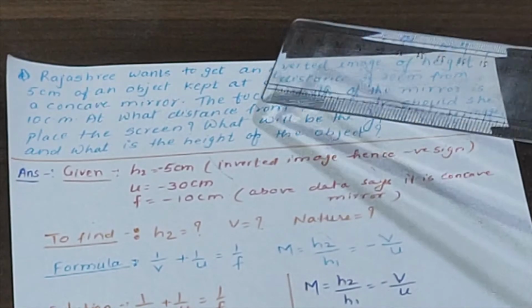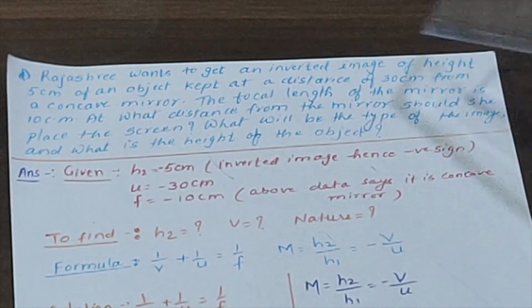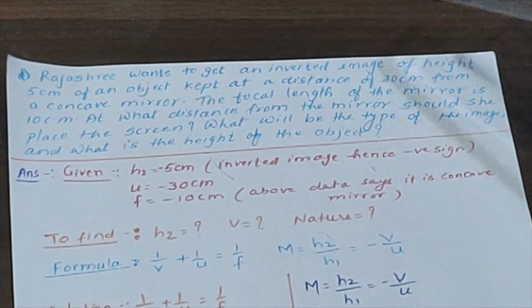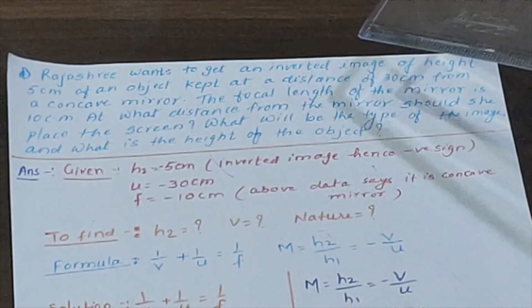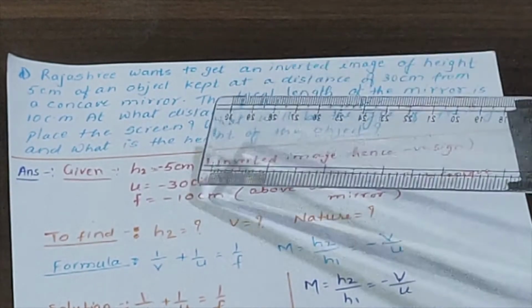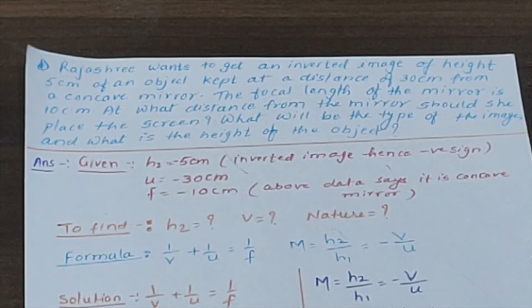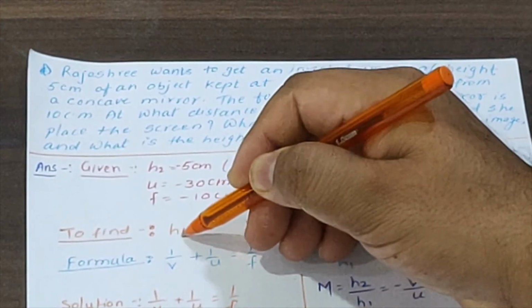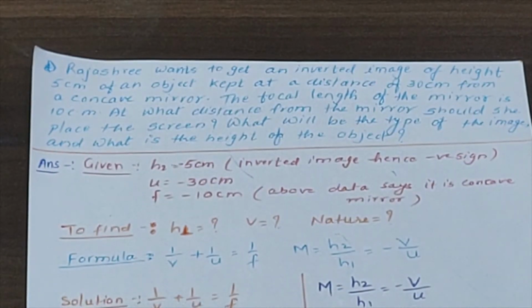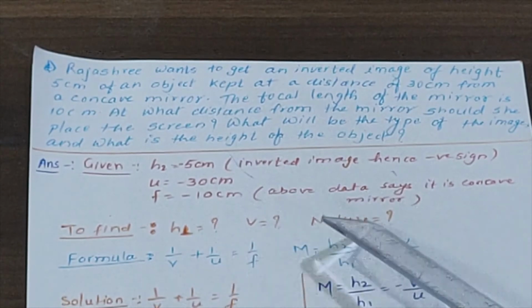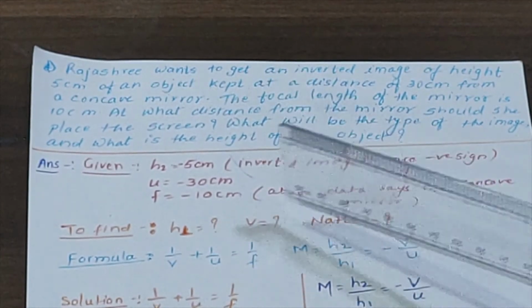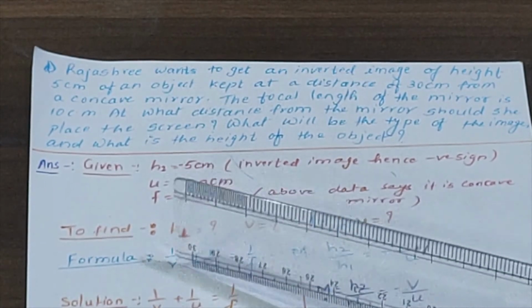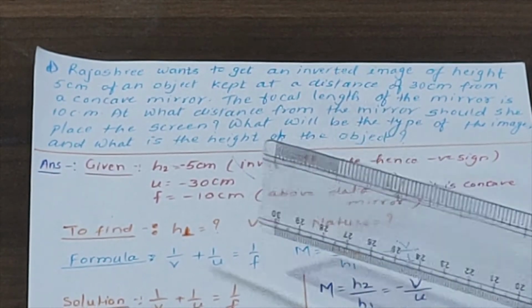Next, what it says: what will be the type of the image and what will be the height of the object. So here we have to find out the height of the object. Here is a small correction: instead of h2 we are finding h1, and we want to find out v, and then we can state the nature of the image. To do this, we have two formulas, the mirror formula and the magnification formula, and we are going to use both.